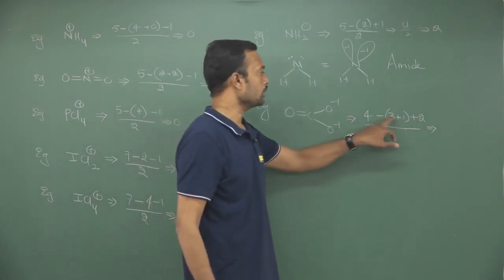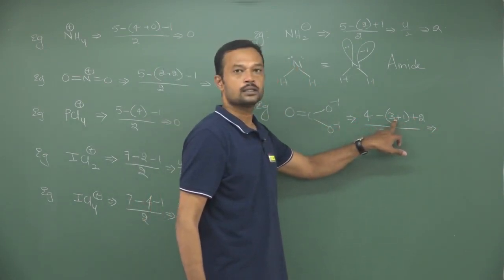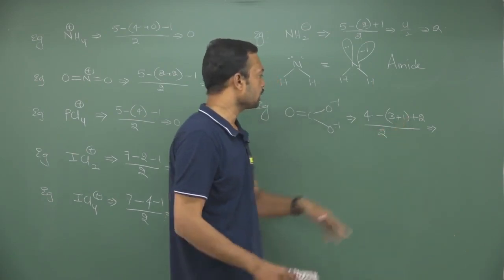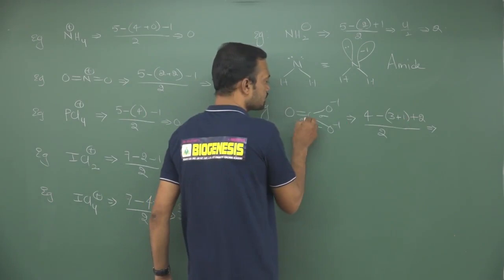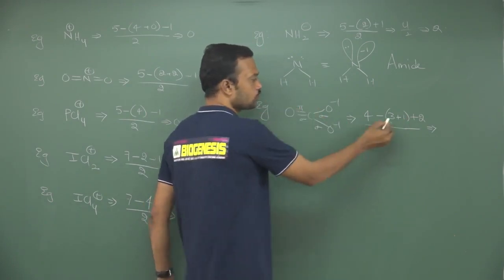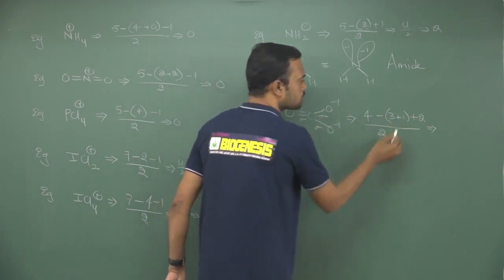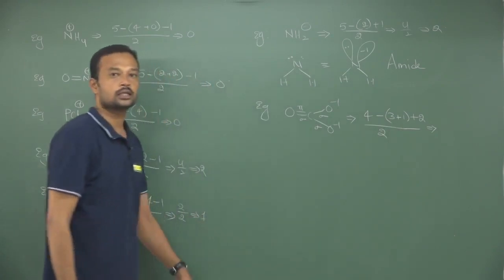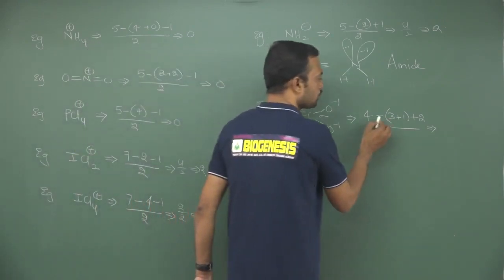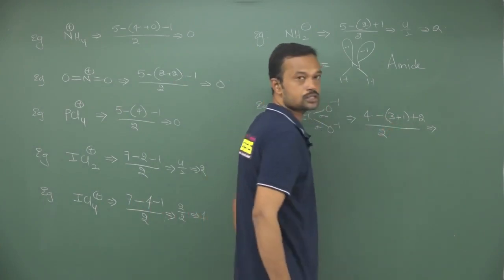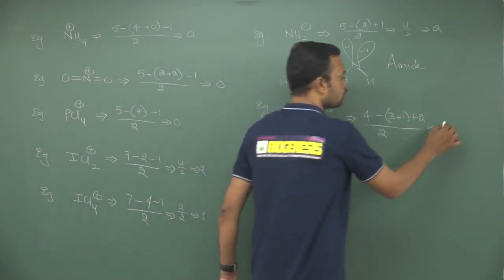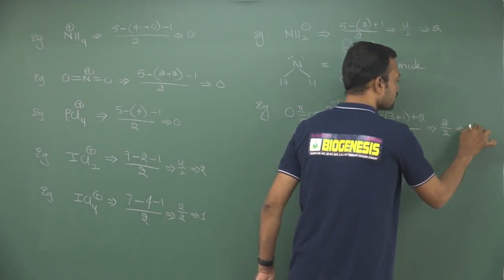Okay. So 4, and here it carries 3 plus 1, that becomes the total number of sigmas: 1 sigma, sigma, and this is sigma, and here 1 pi bond is present. So here 3 sigmas and 1 pi are present. So the total 4 minus 4, that is, this molecule completely carries 4. So 4 minus 4, 0, 0 plus 2. So here finally you may expect 2 by 2, and here this is 1.